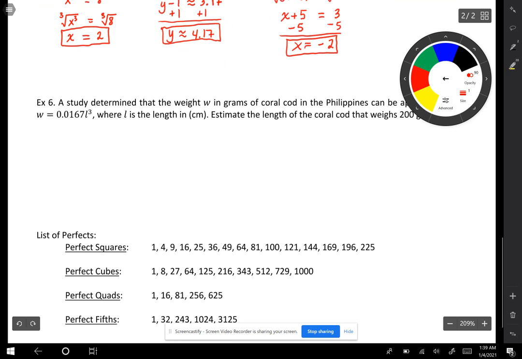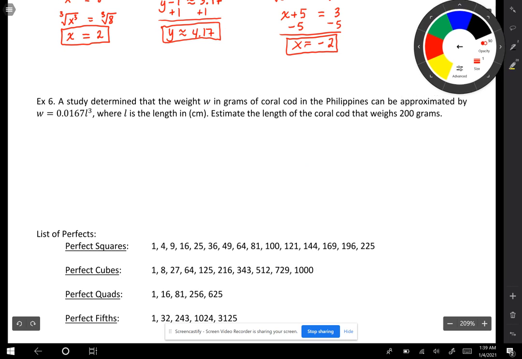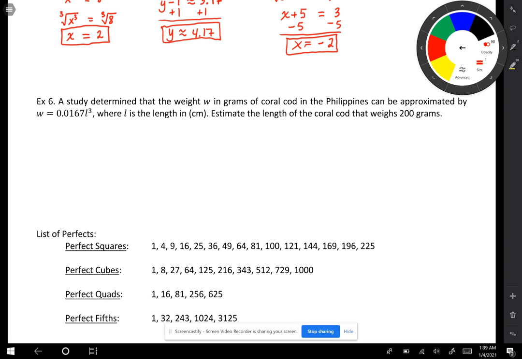Great. And our last problem. A study determined that the weight W in grams of coral cod in the Philippines can be approximated by the equation W equals 0.0167 times L to the third, where L is the length in centimeters. Estimate the length of the coral cod that weighs 200 grams. So this is the weight, and so this is W. So we are going to replace that W with 200 in our equation.